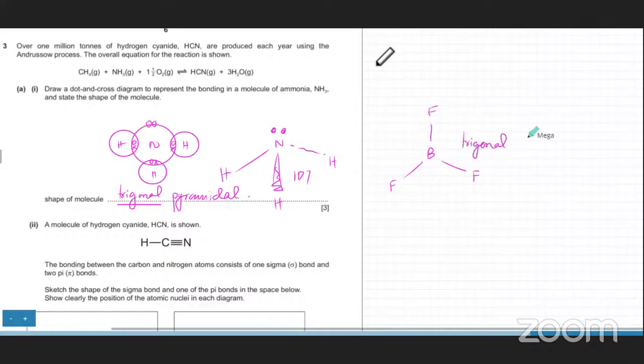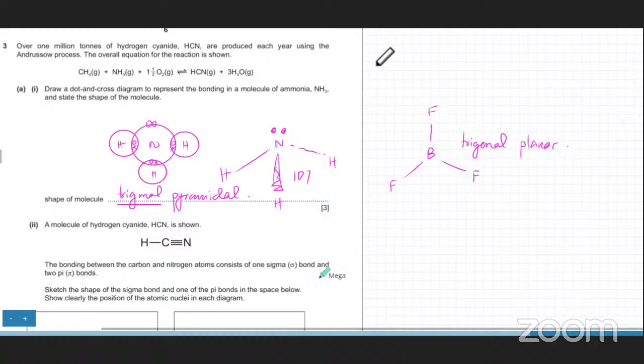Sir, I get it. Thank you. Okay, so this is trigonal planar. They usually do accept trigonal sometimes, but remember this is the complete name, whether it's planar or whether it's pyramidal. If you have a lone pair on top, all the three bonds in the fan would start pointing downwards like this.